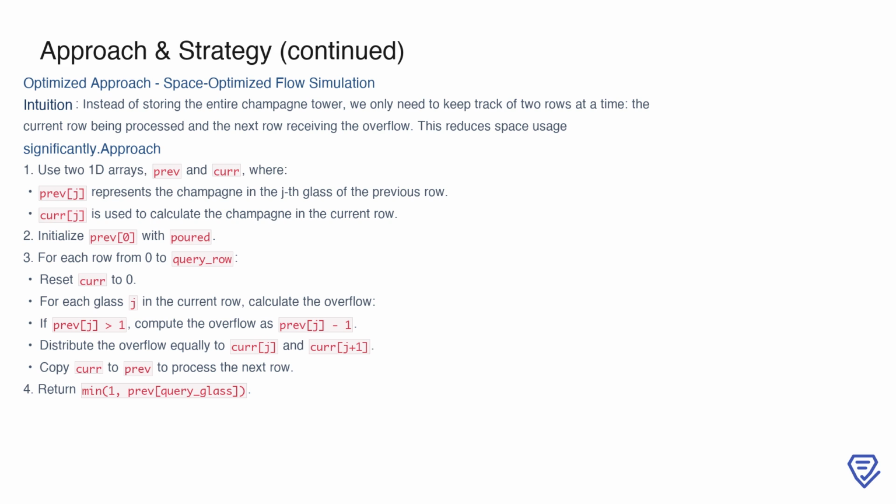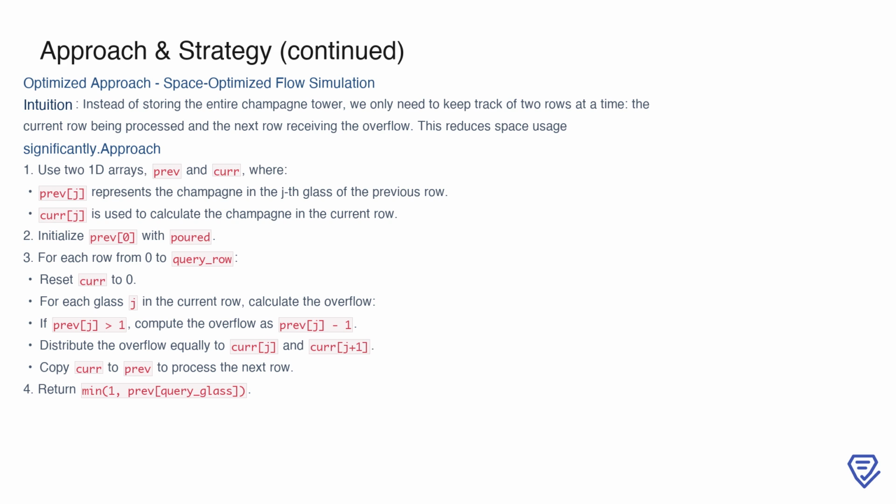To address the memory inefficiency of the brute force approach, we can optimize it by reducing the space required to simulate the champagne flow. Instead of storing the entire tower, we only keep track of the current row being processed and the next row that will receive the overflow. This is accomplished using 2 1D arrays, one for the previous row and another for the current row being calculated. Initially, the top glass in the previous row is set to the total champagne poured. Then, for each row, the current row is reset to 0, and the overflow from each glass in the previous row is calculated if it exceeds 1 unit.